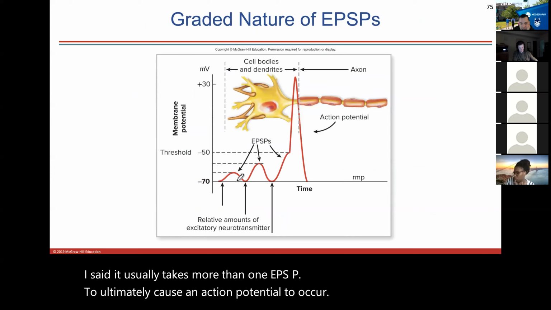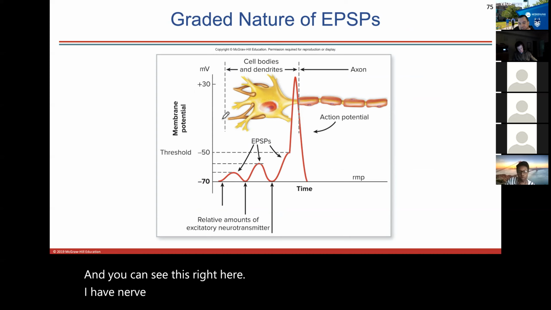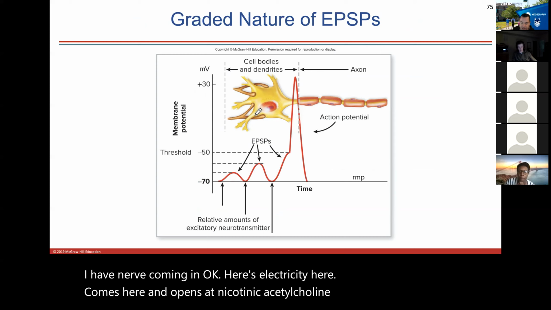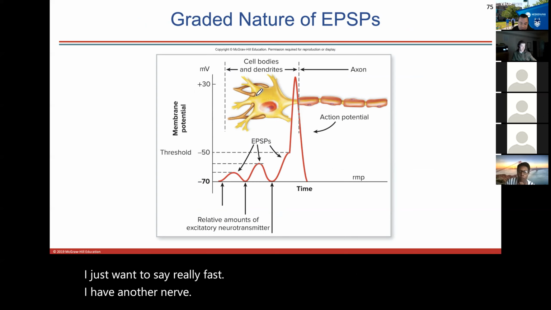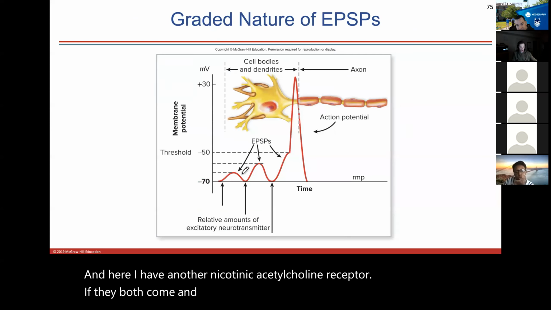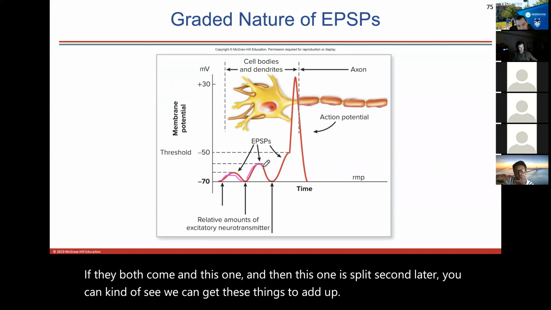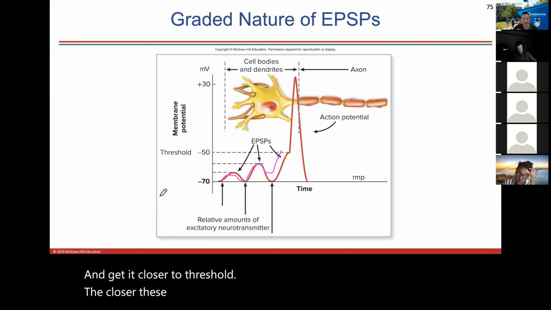And you can see this right here. I have a nerve coming in. Here's electricity here. It comes here and opens that nicotinic acetylcholine receptor. I have another nerve, and here I have another nicotinic acetylcholine receptor. If they both come, this one and then this one a split second later, you can kind of see we can get these things to add up and get it closer to threshold. The closer these EPSPs are to one another, the faster I can fire.